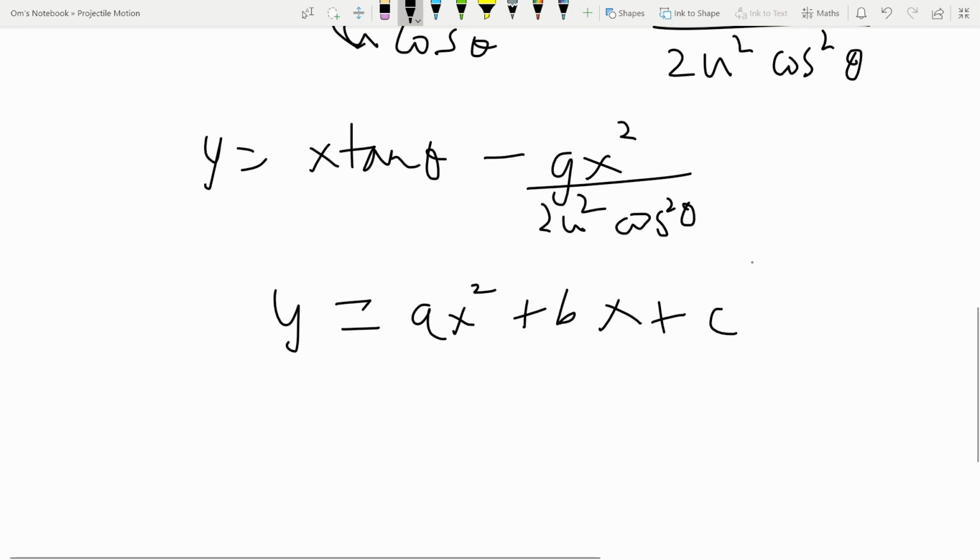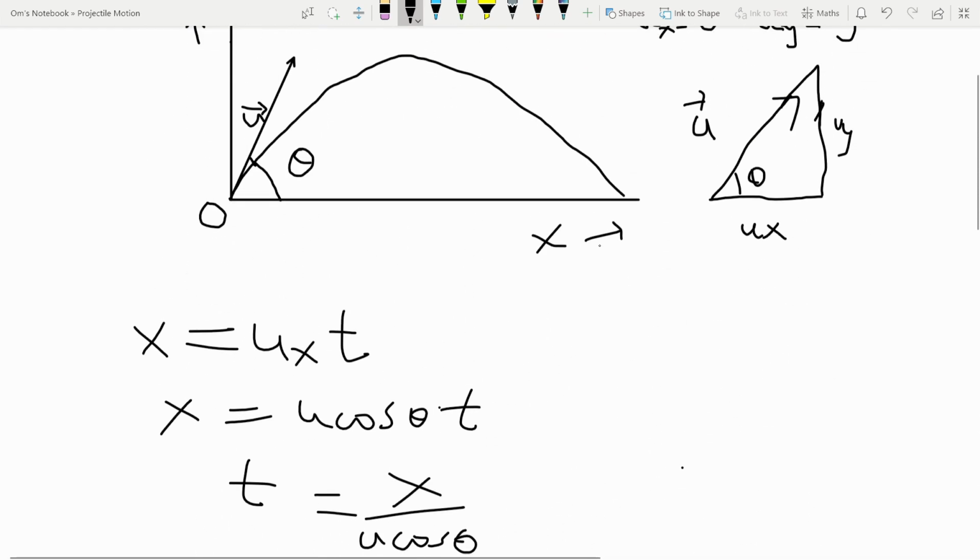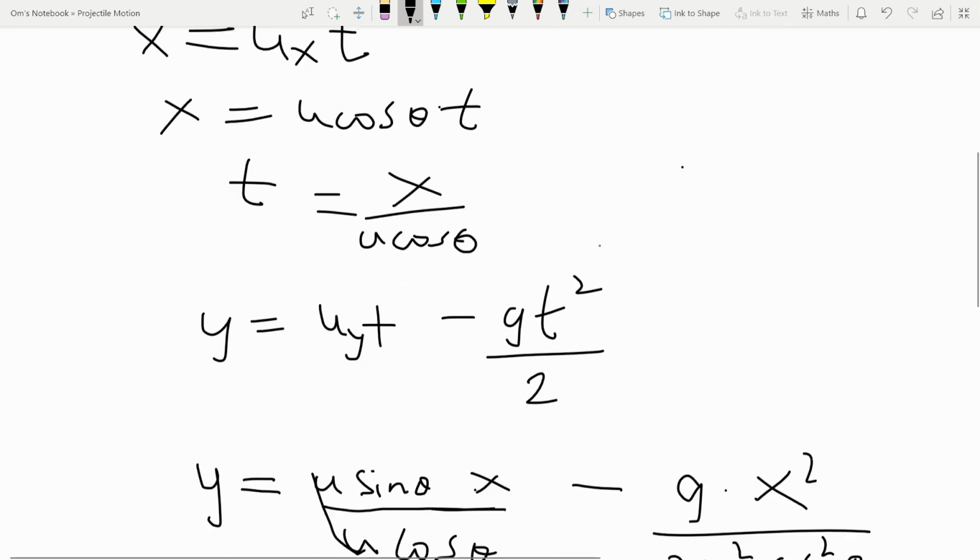So where c is 0, we have x, the b over here is tan theta, and a is actually g by 2u square cos square theta. So it turns out this is actually the equation for a parabola. So any projectile projected at any angle, not including taking into account the effects of air resistance, will always follow the path of a parabola.